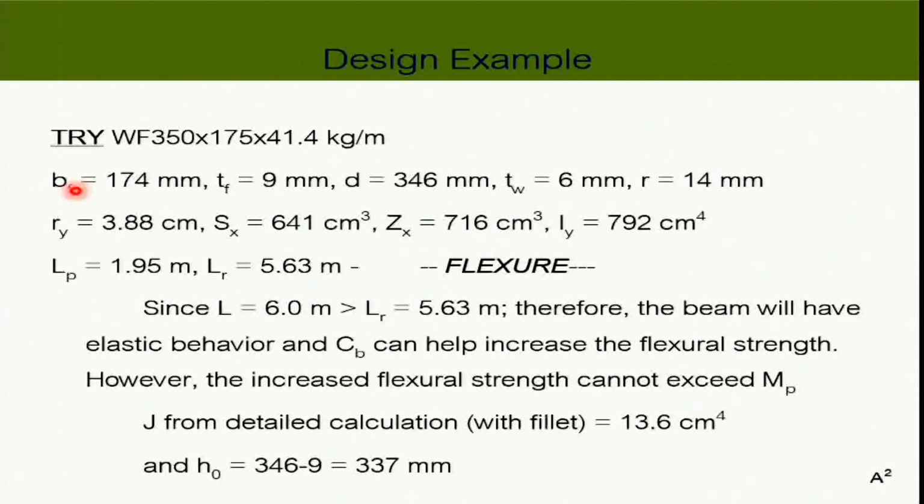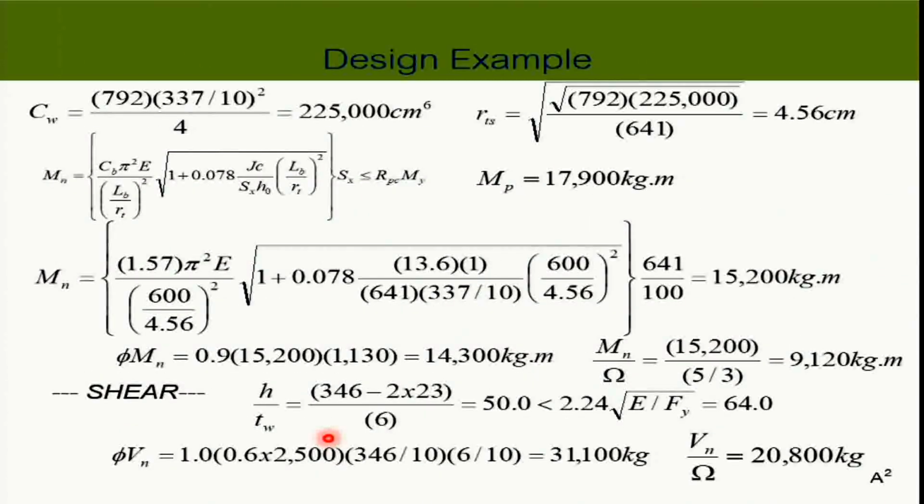Anyway, let's say we pick this section. And the unbraced length of 6 meters is even beyond LR. So that means we are now in the elastic region. Right? So we need to approximate the strength of the beam in the elastic region. You can pick the J from the table, or you can calculate it. You can pick the H0 and CW from the table as well. And now you just need to plug those numbers into this.